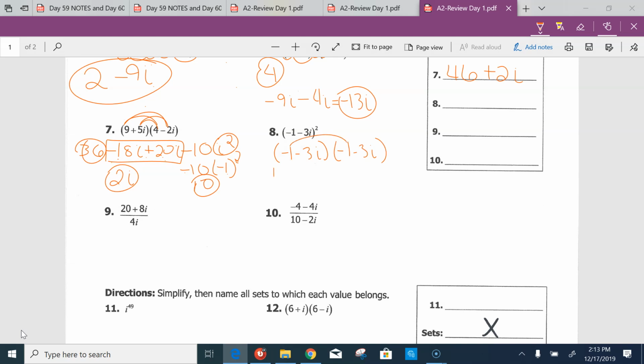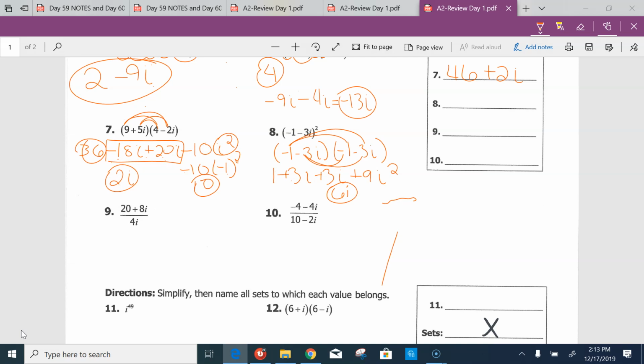Negative 1 times negative 1 is a positive 1. Negative 1 times negative 3i is positive 3i. Negative 3i times negative 1 is also a positive 3i. Negative 3i times negative 3i is positive 9i squared. So I had positive 3i in the middle plus another positive 3i. That's going to give me a total of 6 i's. There's part of my answer, 6 i's.